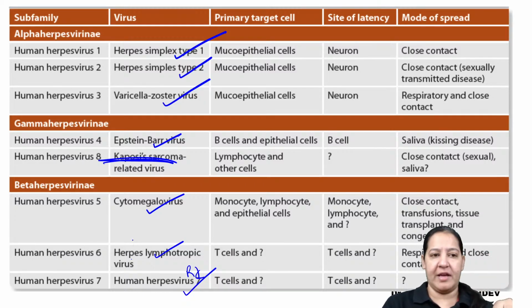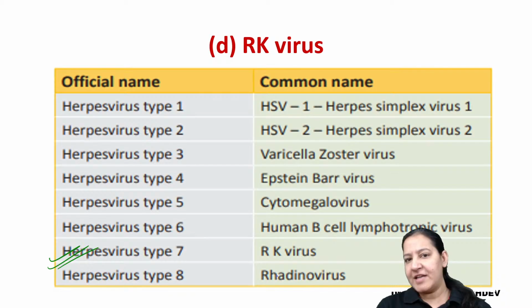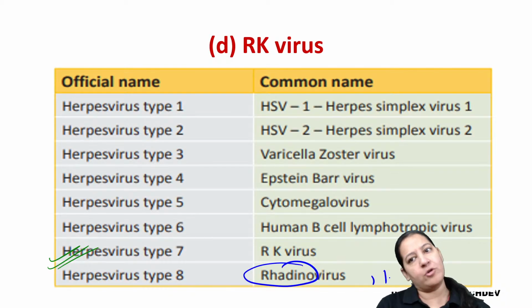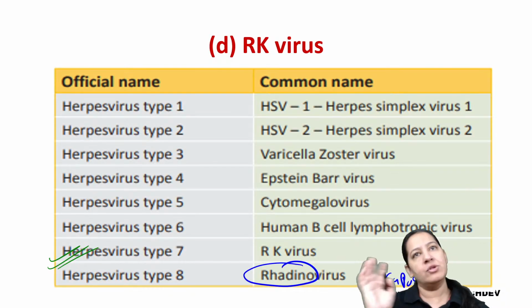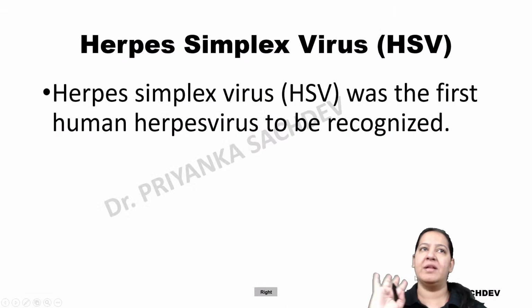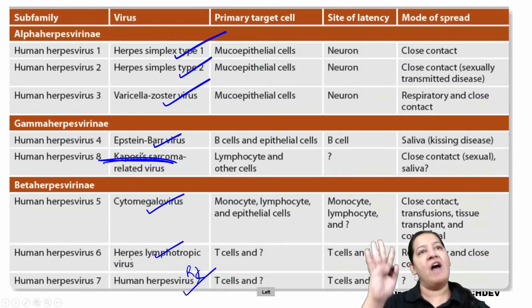Type 8 has 2 names given. What are the 2 names given to type 8? Remember Redino for type 8 and also remember Kaposi for type 8. Learn both names. So these are the names given to them. Everyone give me a thumbs up. Everyone means everyone. Now, I will teach you all 8.